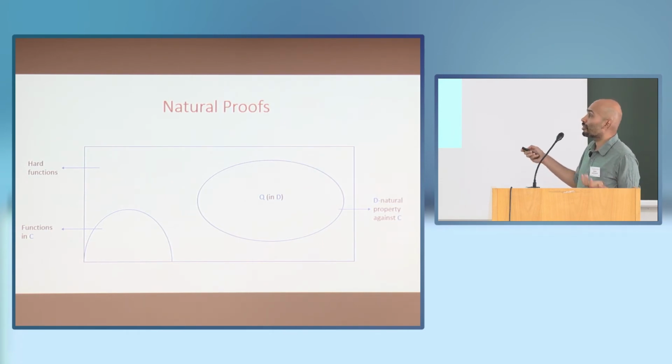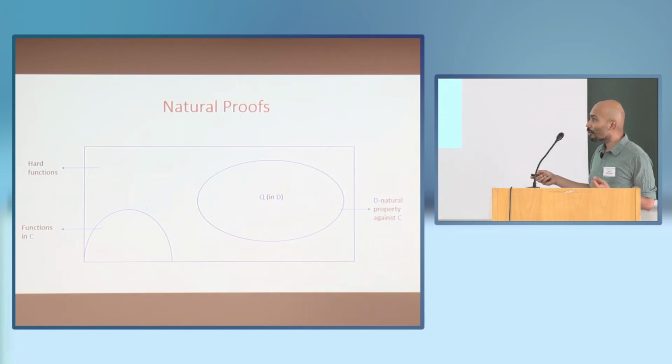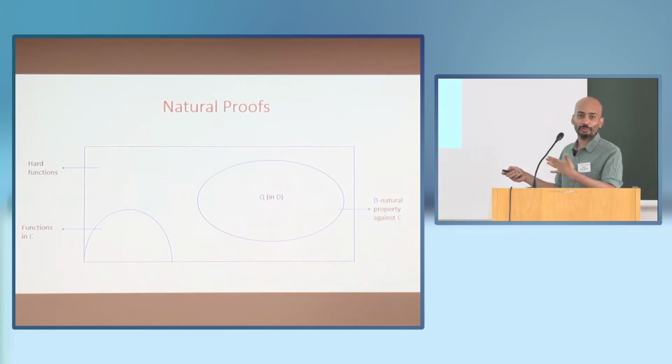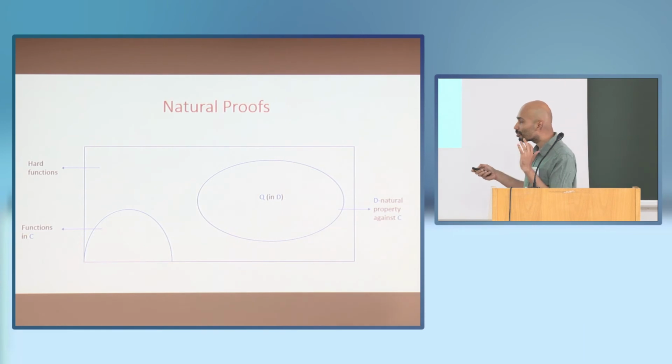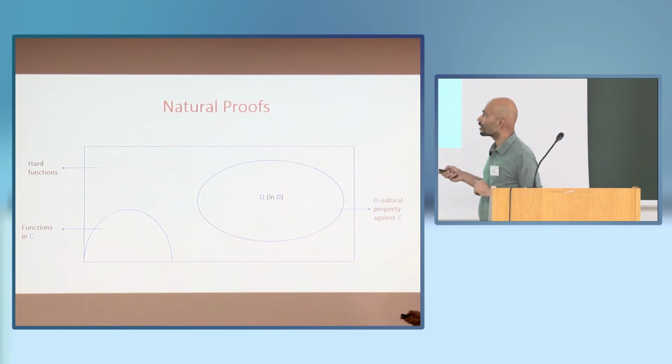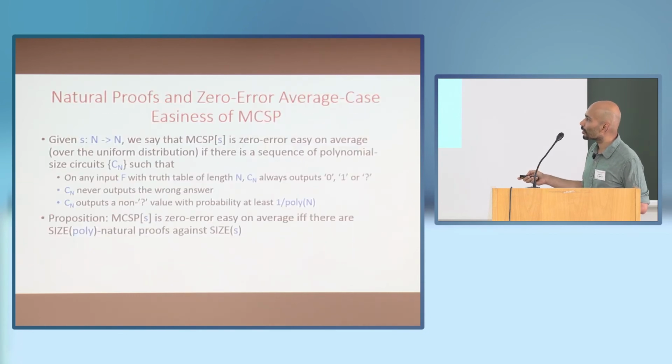so it can't hit the set, right? So if MCSP was easy on average, there wouldn't be a hitting set generator. And if MCSP was hard on average, then every dense set would intersect this set of easy functions. And so if you just take this entire set, which is itself the range of this universal hitting set generator, which maps circuits of size S to the truth table of that circuit, then that's going to hit the set, right? So by looking at this picture, it's fairly simple to see.